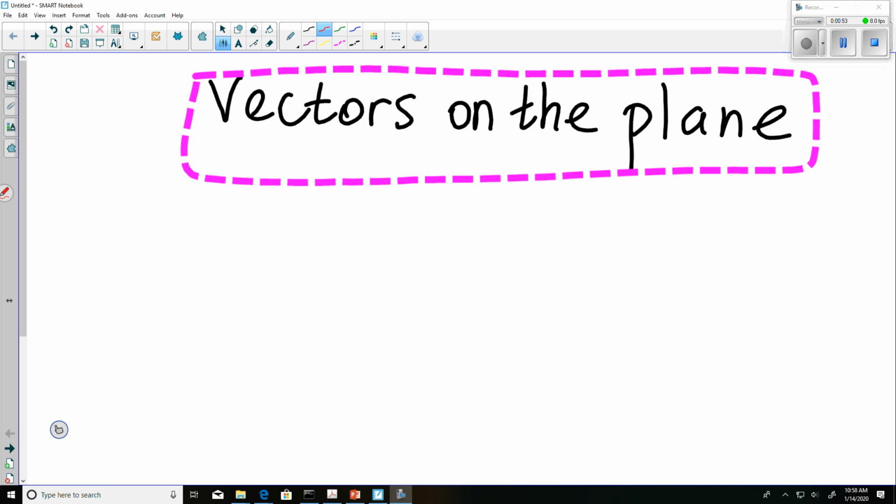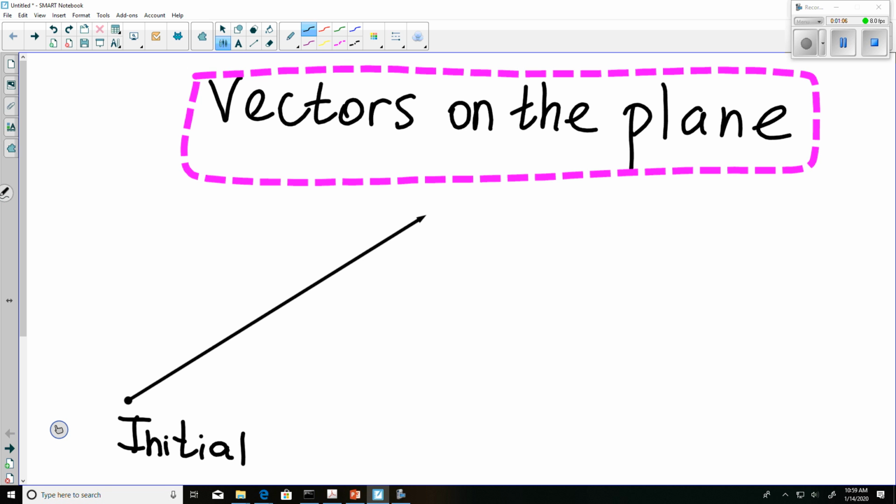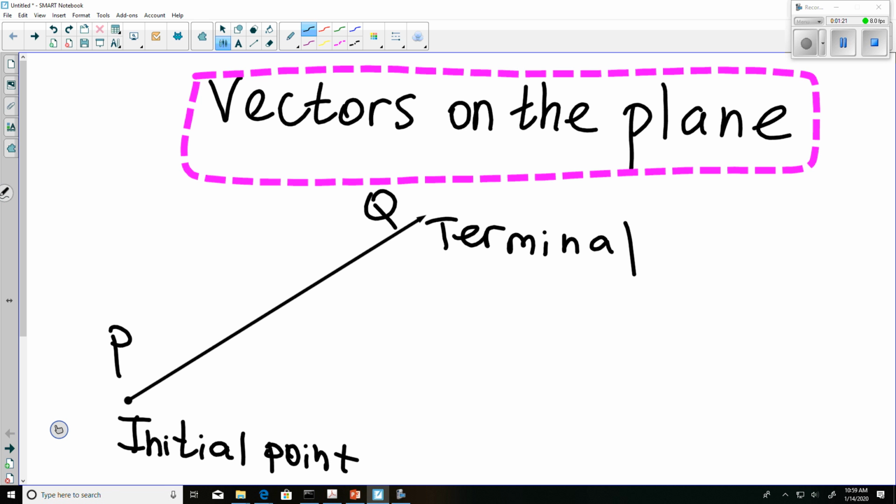Let's quickly draw a picture of the vector. Any vector. A vector has a beginning and an end. Who remembers what the beginning is called? Initial point. And the end of the vector is called the terminal point. Let me assign some values. Let's say it's P and Q. The coordinates of P will be x1, y1. I'll let the coordinates of Q be x2 and y2.